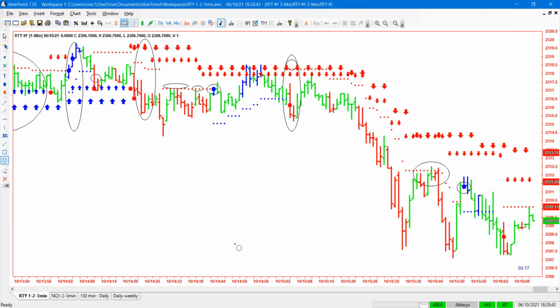So, good day, real good day on the Nasdaq and on the Russell for intraday traders. And a good day on the long term too, the daily and weeklies. They've been good too, but there's certainly going to be losing trades, that's for sure. That's a big part of the business.